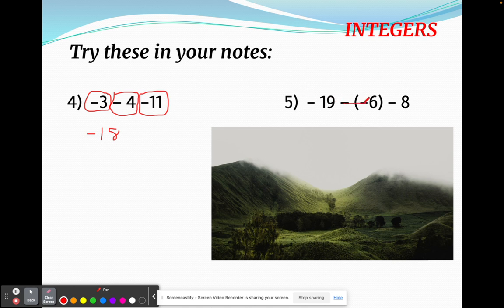I have this minus a negative, so I'm making that a plus right away. So now I have a negative 19, but then I'm adding positive 6 and negative 8. Well, negative 19 and positive 6 is negative 13. Negative 13 and negative 8. The answer is right over here so it doesn't interfere with the picture. Negative 21.